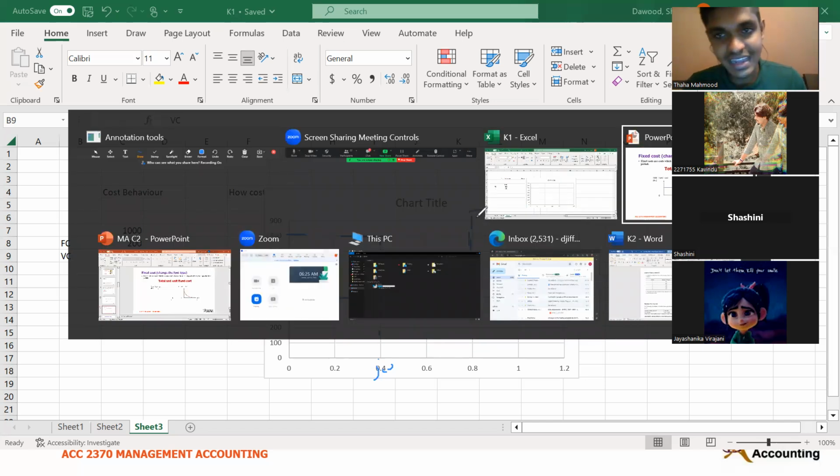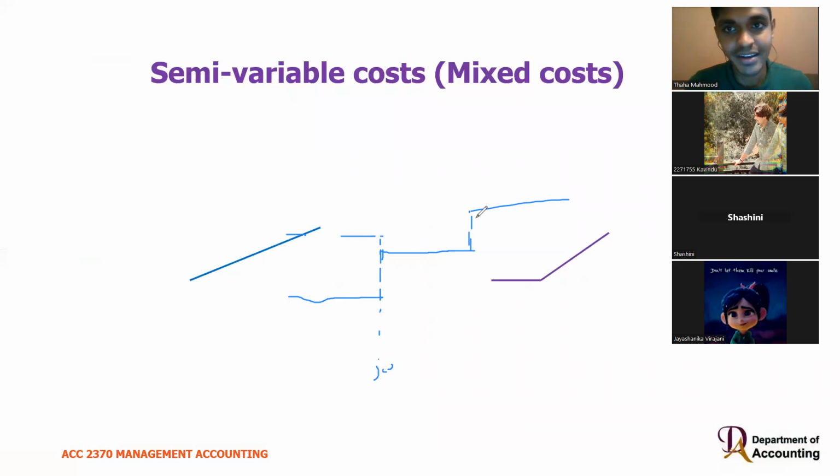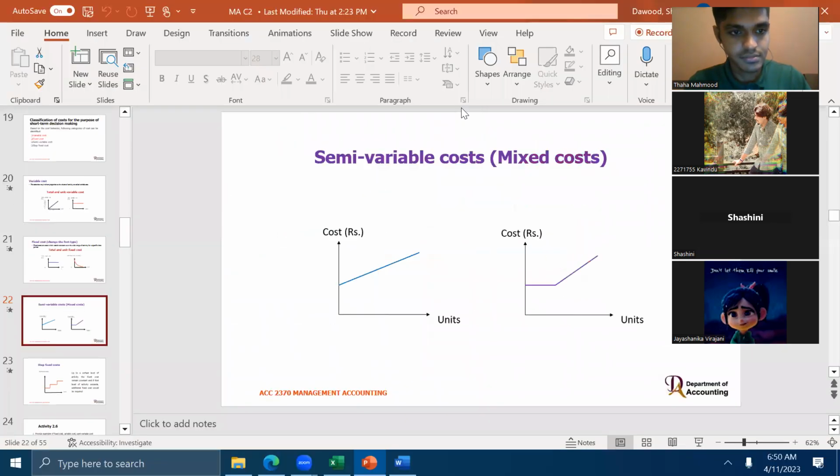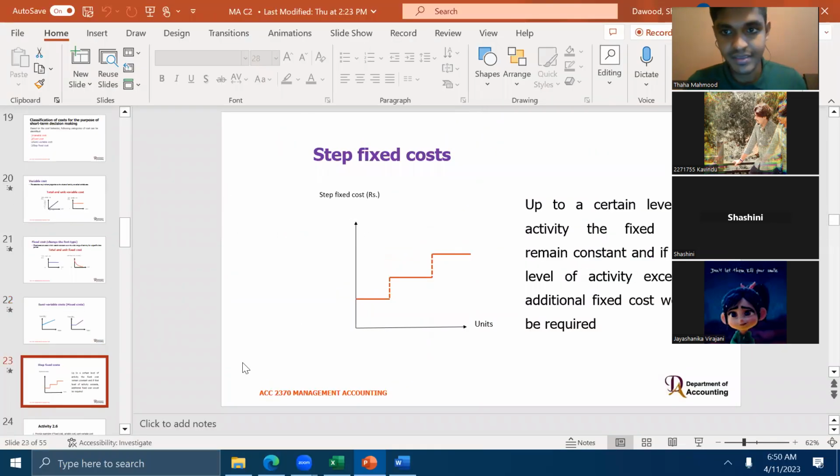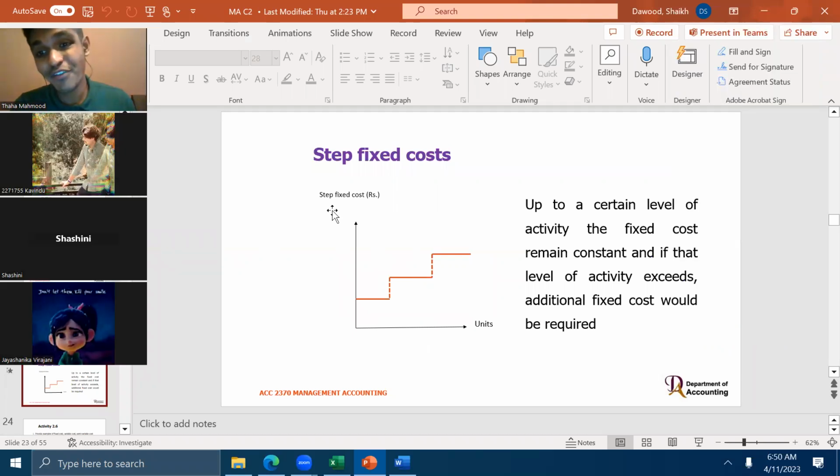It's a simple area, and everyone knows this one. Let's not waste more time on this. Let's go to cost estimation techniques. Okay, yeah, it says here that up to a certain level of activity, fixed costs remain constant, and if that level of activity is exceeded, additional fixed costs would be required.